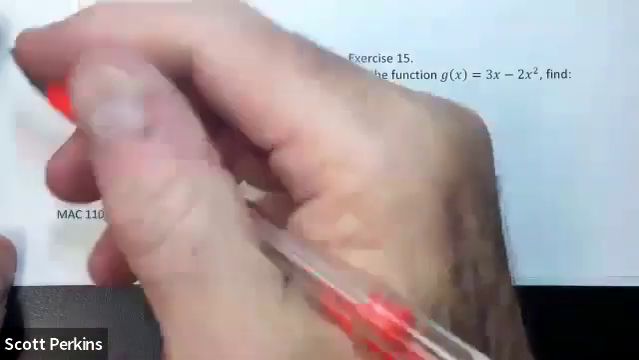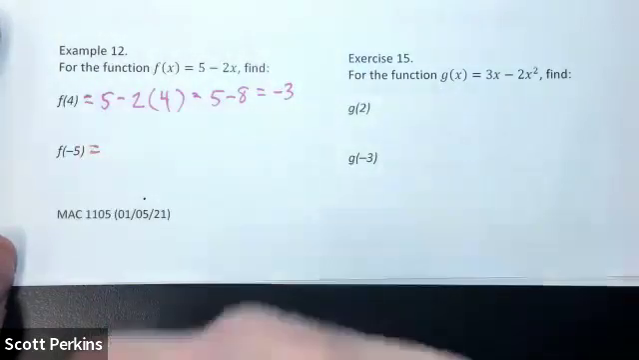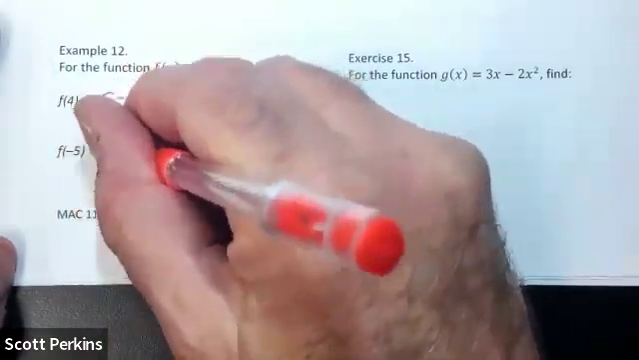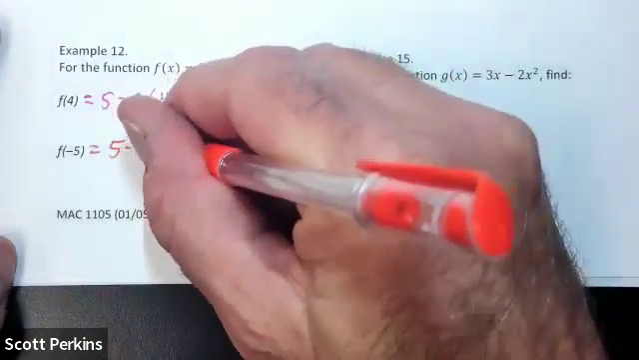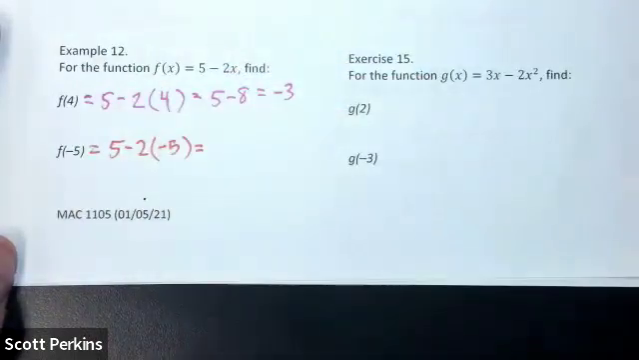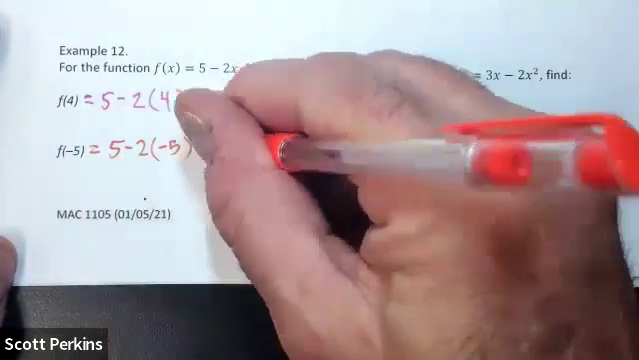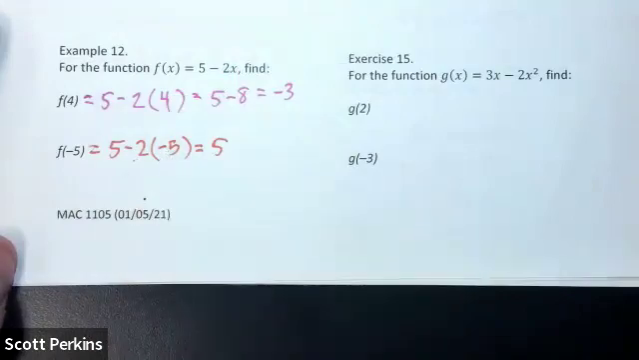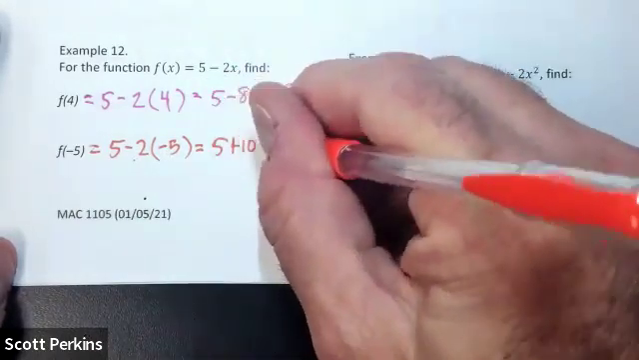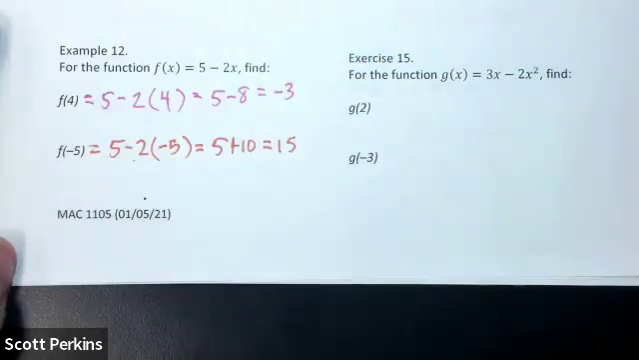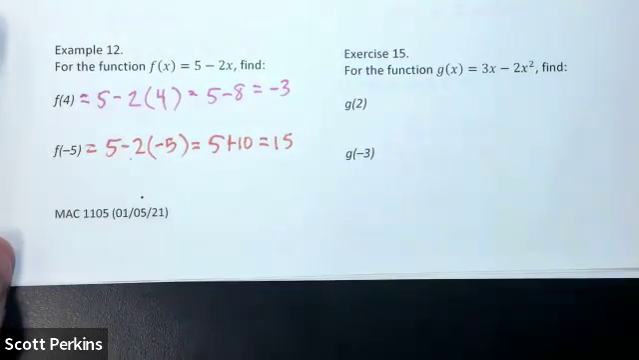All right, so I'm going to do the same thing. My first step is I'm going to rewrite my function as 5 minus 2 times parentheses. And in those parentheses, I'm going to put the value -5. And again, order of operations says I'm going to do the multiplication first. So then that's 5, and -2 times -5 is +10. And 5 plus 10 is 15.